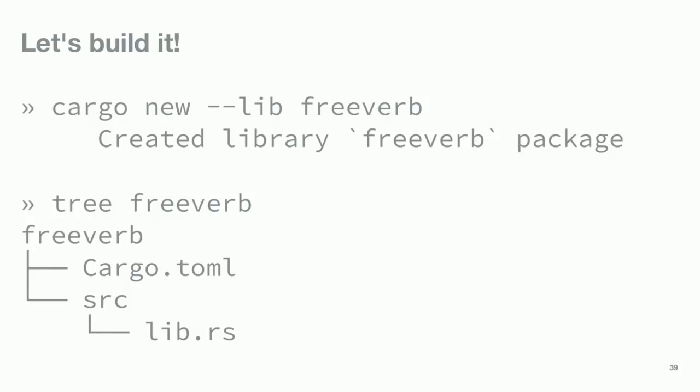We'll create a library first. So we use cargo new lib, and instead of a main.rs, we now have a lib.rs. So this package that we've just created is a library, which we're then going to reuse in a couple of different applications.